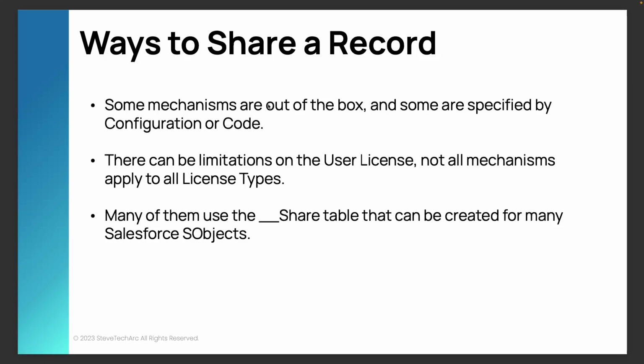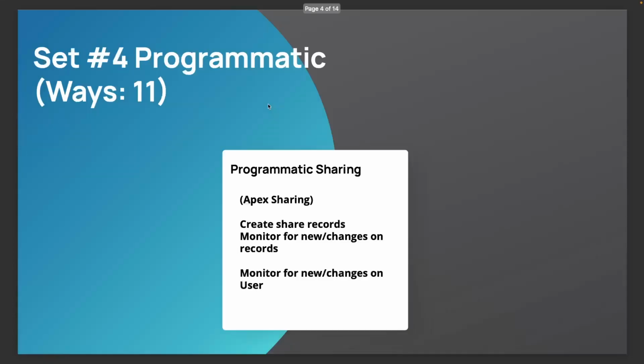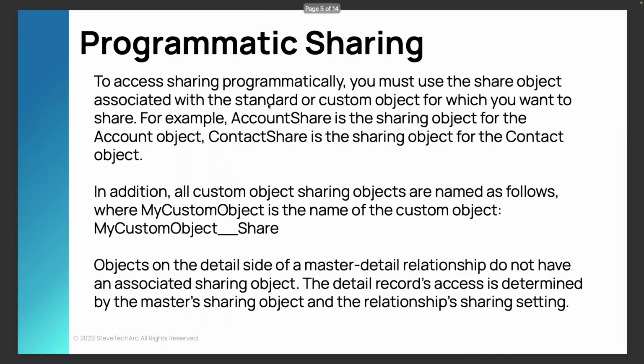Now, there can be limitations. A key limitation is you need to have access to the share table, and the high volume customer community licenses don't have access to the share table. So this mechanism does not apply to them. We're here to talk about set number 4, way number 11, programmatic sharing, also known as Apex sharing. This is where we're going to create share records, and we're going to need to think about monitoring for changes on the records and monitoring for changes on the user.